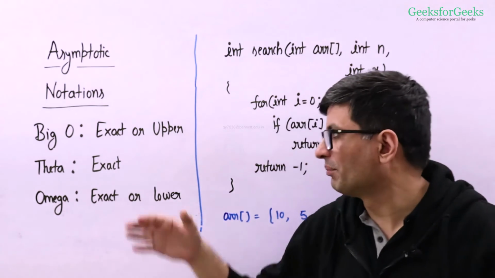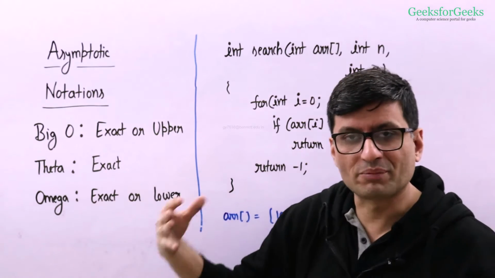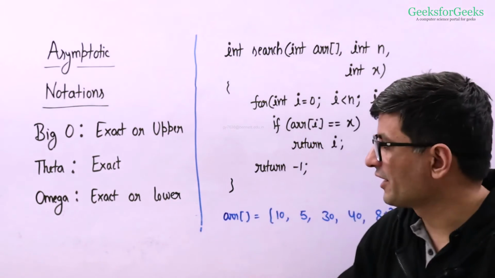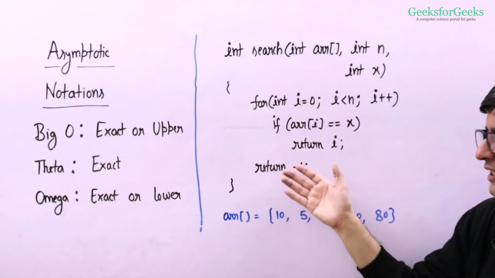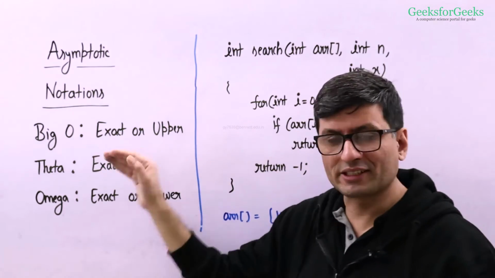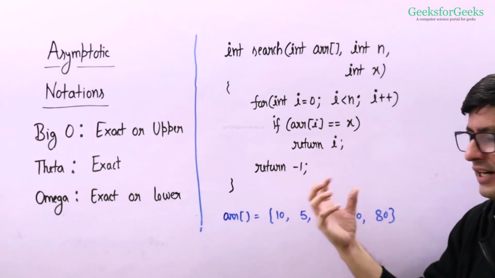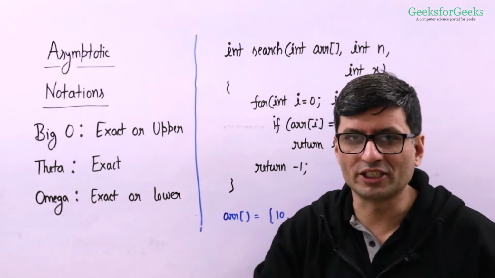We'll be discussing big O notation, theta notation, and omega notation in separate videos in detail. The idea here is to introduce these three notations. Big O means exact or upper. For this algorithm, I can say it's big O of n. Theta means exact. For this algorithm, I can't represent the time complexity using theta notation in one line.